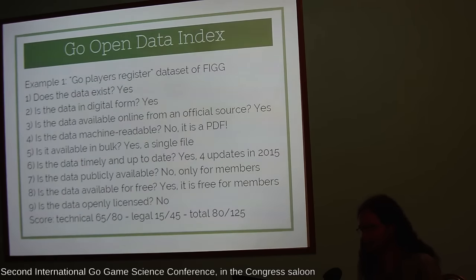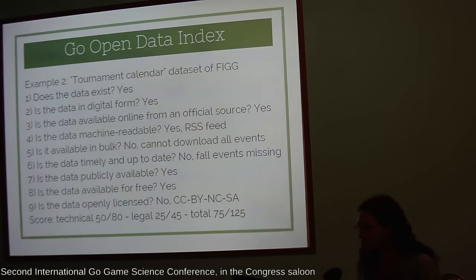Machine readable? No, because it's PDF. In bulk, yes, it's a single file, so it's easy to download. It's up to date. 4 updates in this year. I think it can be considered up to date. Publicly available? No, because it's only for members of the federation. Is it free? Yes. Members don't pay. Is the license open? No, because it's only for members. So we have the final score, 80 over 125. Another example, the tournament calendar.